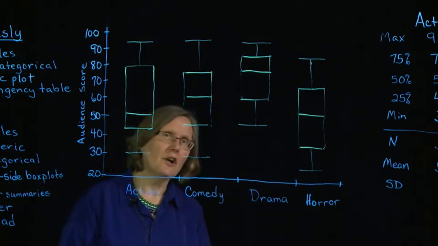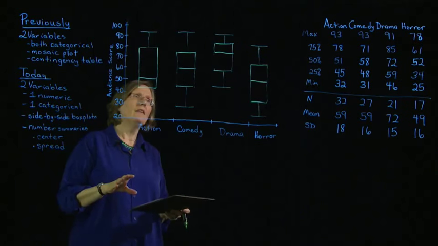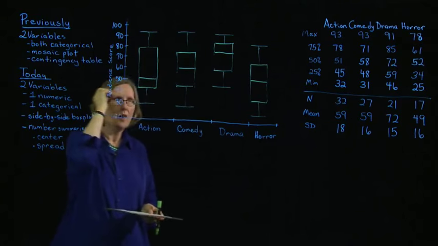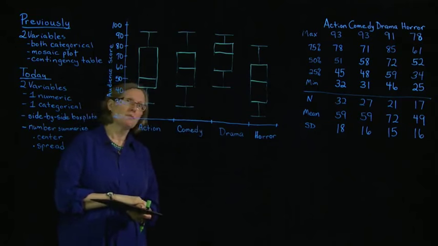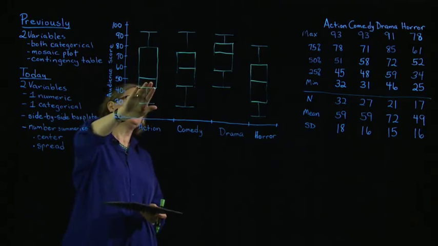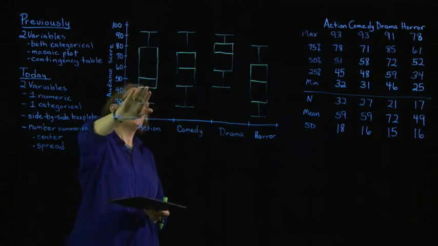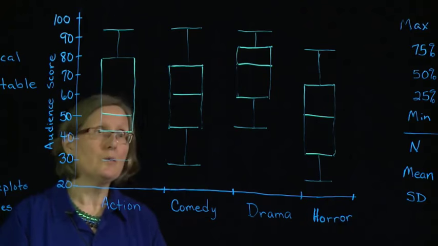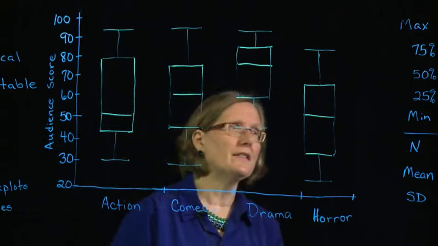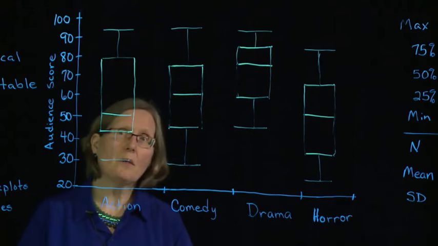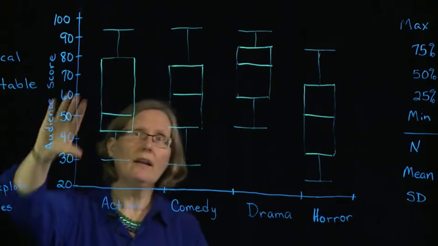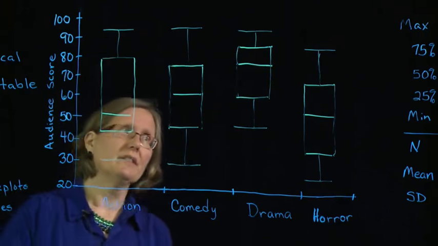Now we can start to compare the distributions of the audience score across the different categories. Which variable has the smallest median? From the box plots, it's easy to see that it's the action, which had a median of 51. Which one had the largest median? It's easy to see that it was drama up there at 72. Which of the boxes had the largest interquartile range? From the box plot, it's easy to see that it's the action movies.